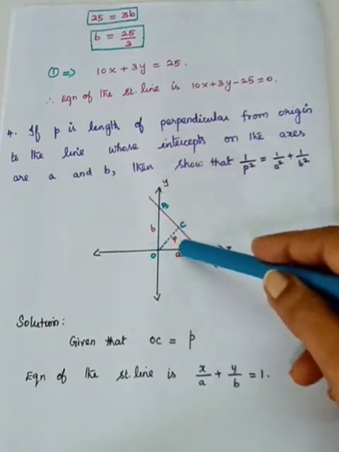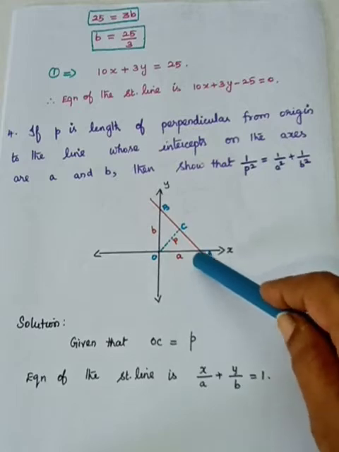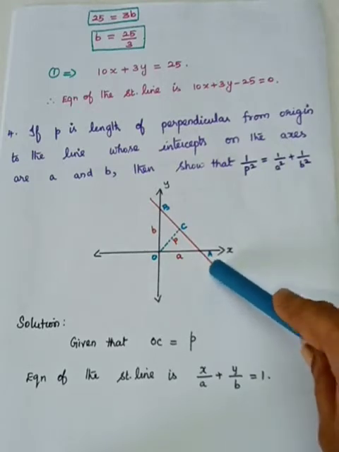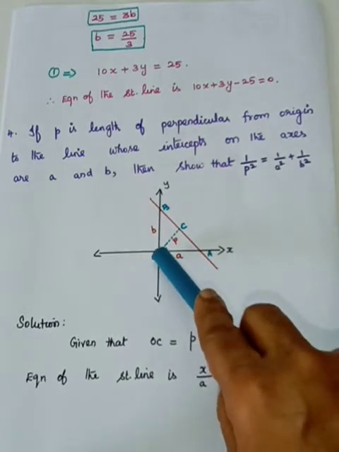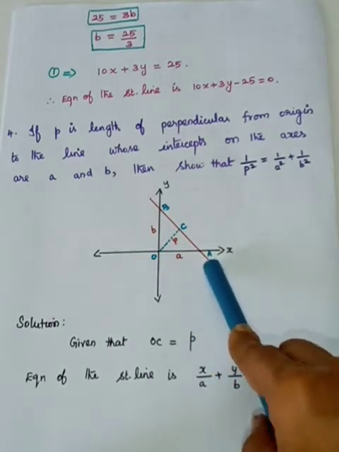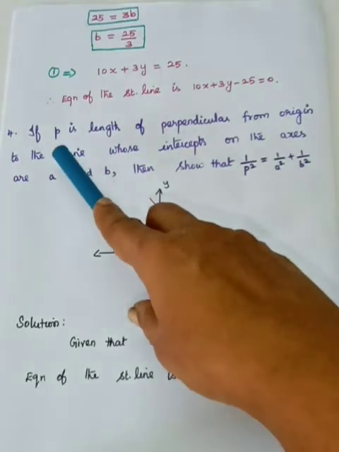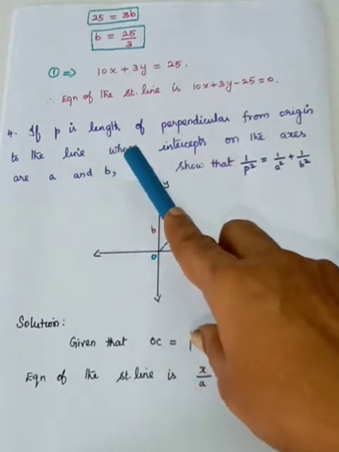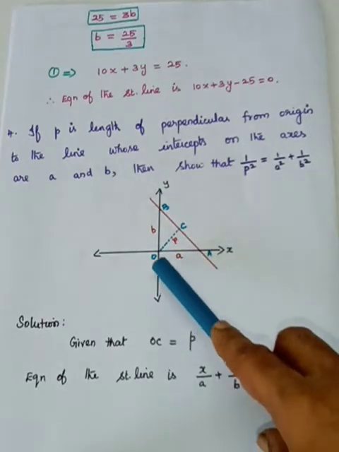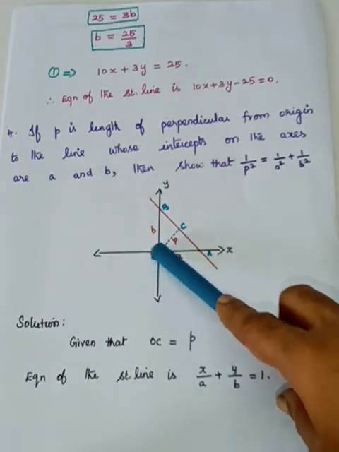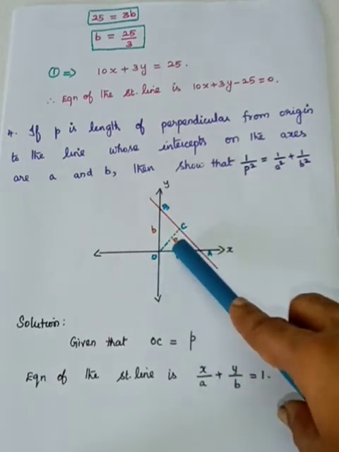Therefore the line touches the x-axis as well as the y-axis. I have taken this line touching the x-axis at the point A and the y-axis at the point B. So OA is your x-intercept and OB is your y-intercept. And what is p? It is the length, the distance of the perpendicular from the origin to the line. This is your origin. From the origin, if you draw the perpendicular line, that length is p. So I have taken OC equal to p.